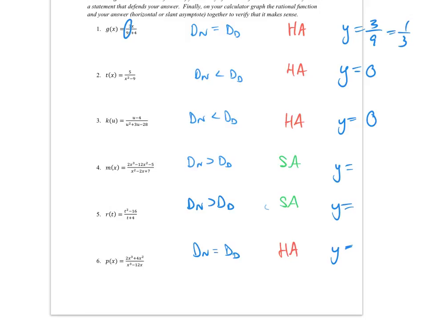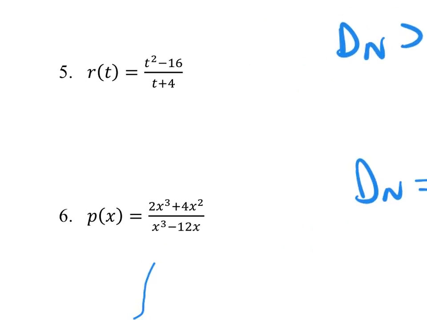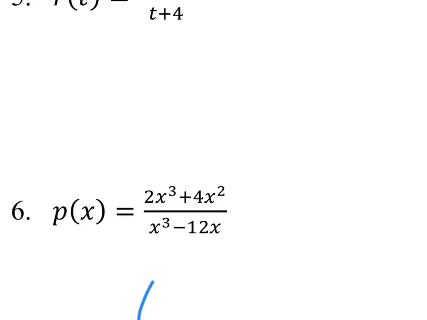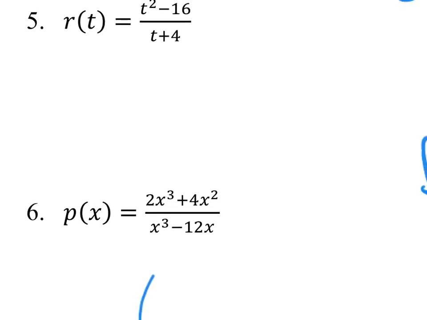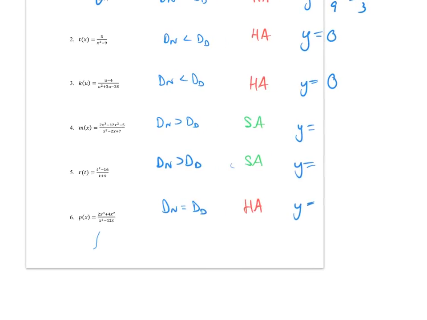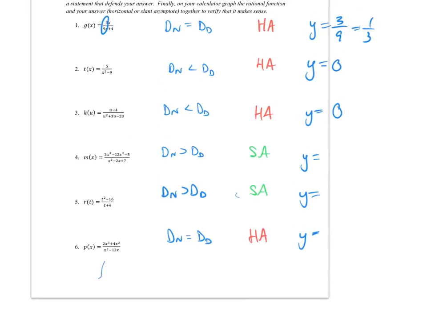Y equals, what is the coefficient there? If there's nothing shown, what's really that coefficient in the denominator? If there's nothing there, what is it really? A 1. So it's 2 over 1. Again, we take a look at those leading coefficients and compare their magnitude. This is really just 2 over 1, or simply 2.